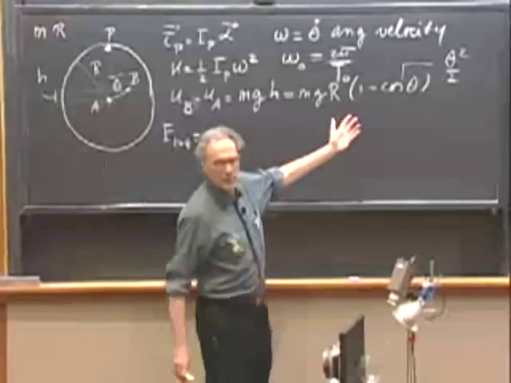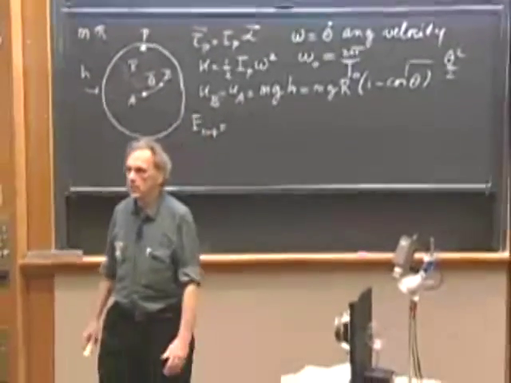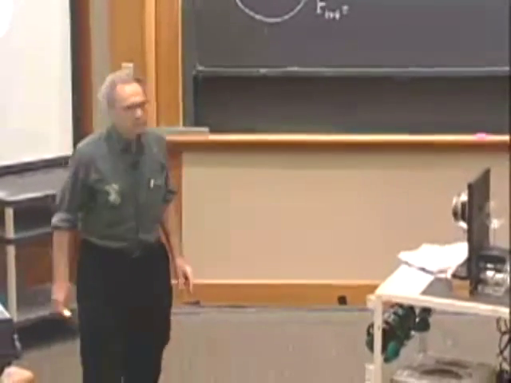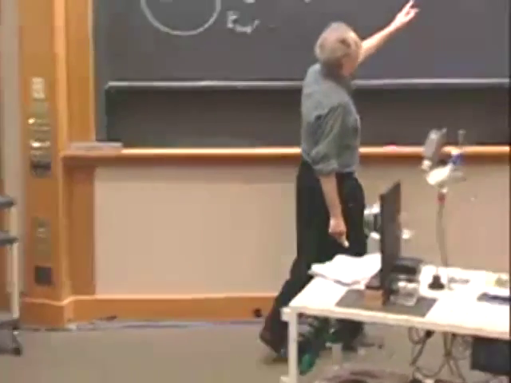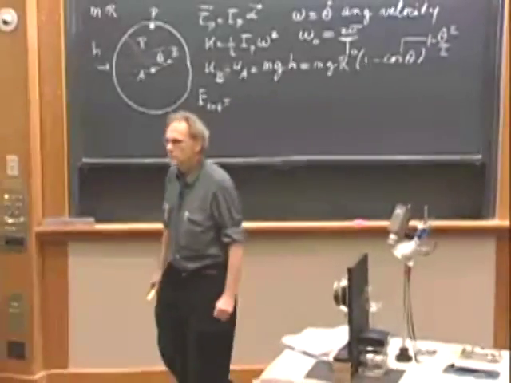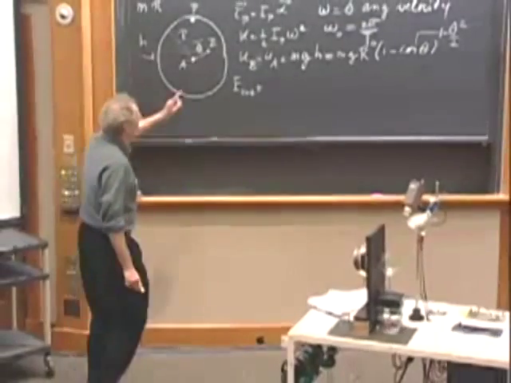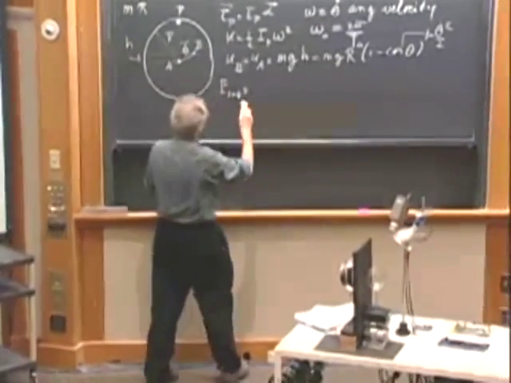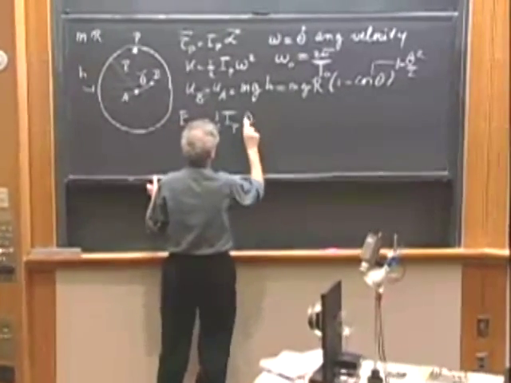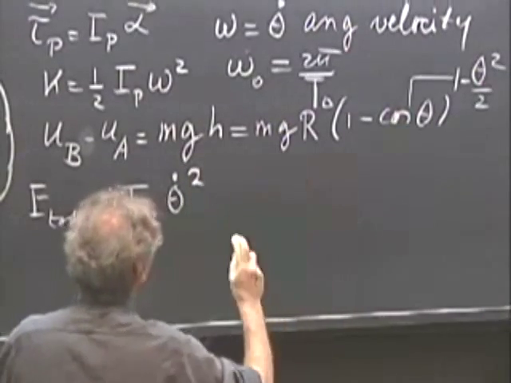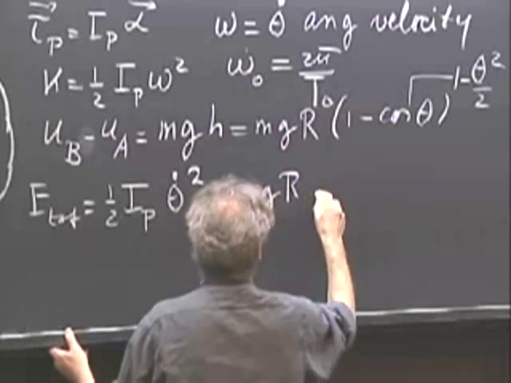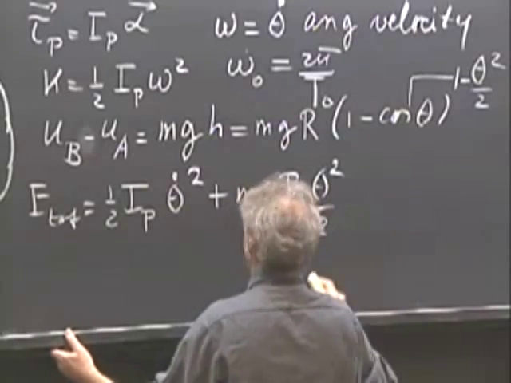I see nothing wrong with that, I'm sorry. Is there anything wrong with it? The cosine theta alone, you're right, is 1 minus theta squared over 2. Thank you very much. So I'm going to write it now as the total energy is 1/2 I_P times theta dot squared. And then I get plus mgr times theta squared over 2.